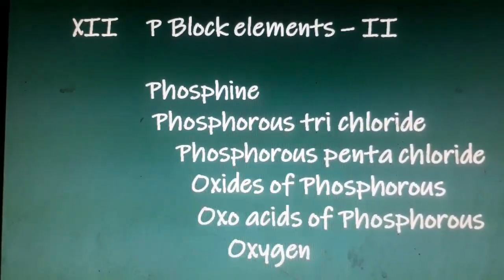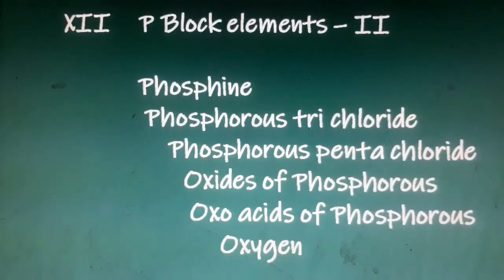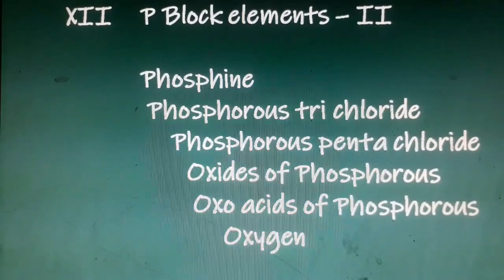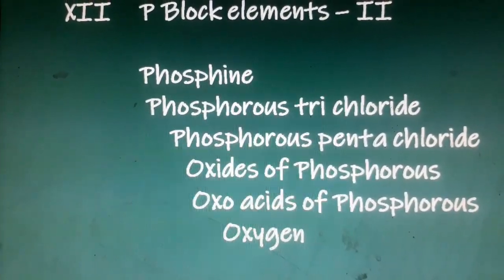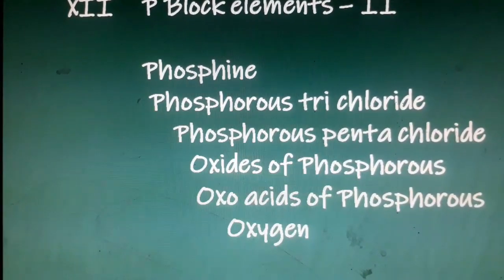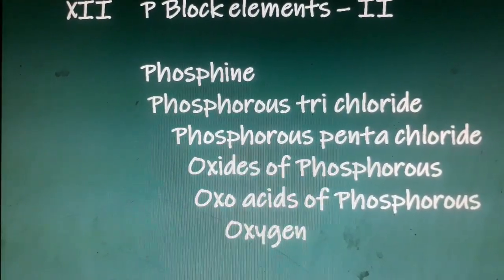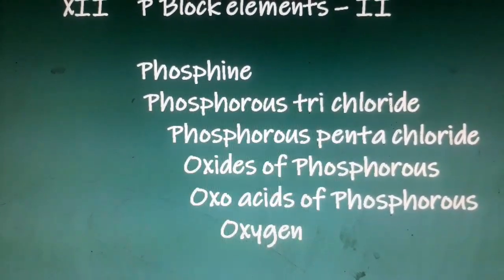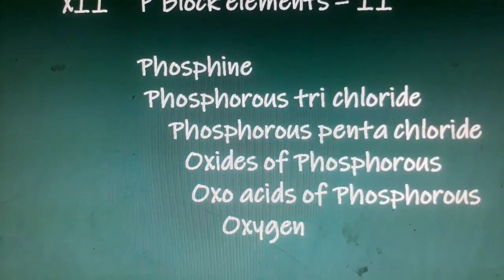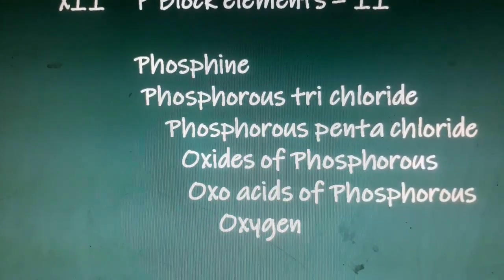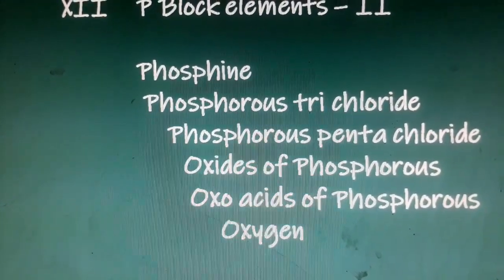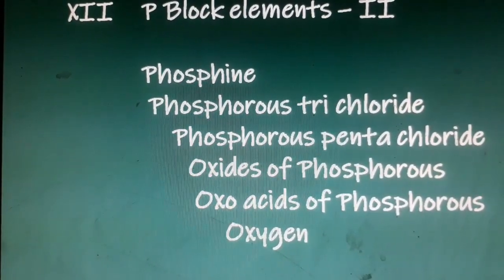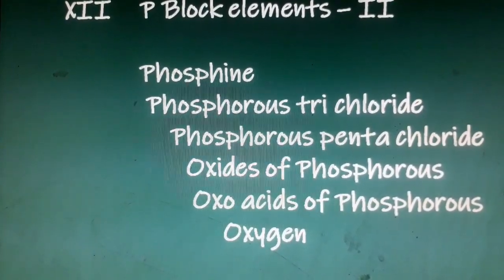Namaskaram students. Under P block elements, now we are going to see phosphine, phosphorus trichloride, phosphorus pentachloride, preparation, properties and their uses, oxides of phosphorus, just we are going to see the structure, and oxo acids of phosphorus, we are going to see the structure as well as their preparation. Then last one, oxygen, preparation of oxygen, chemical properties, physical properties and uses of oxygen. Rest of the lesson in PPT.